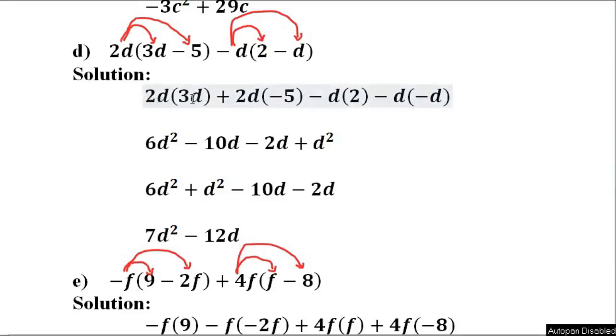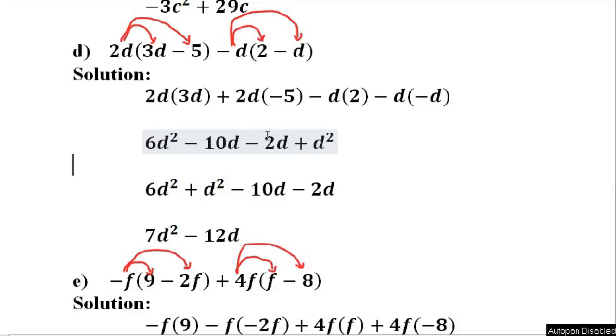Positive 2d times positive 3d is positive 6d squared. Positive 2d times negative 5 is negative 10d. Negative d times positive 2 is negative 2d. Negative d times negative d is positive d squared.